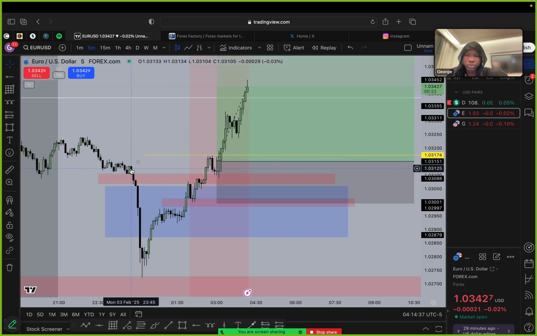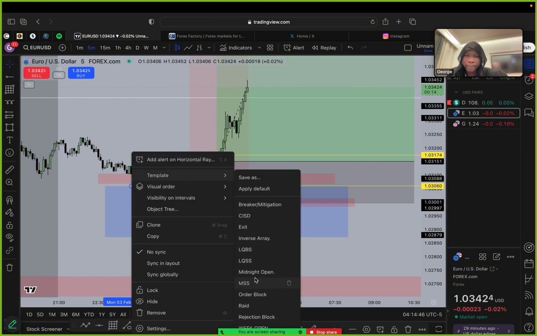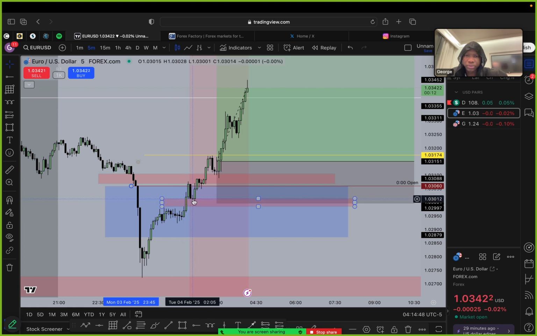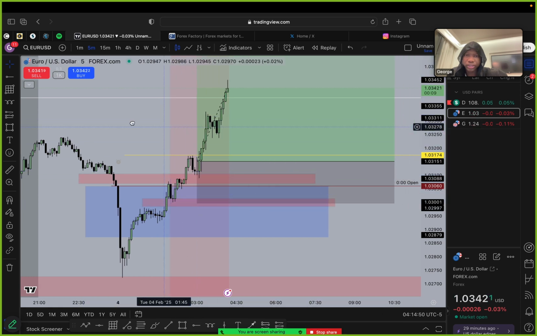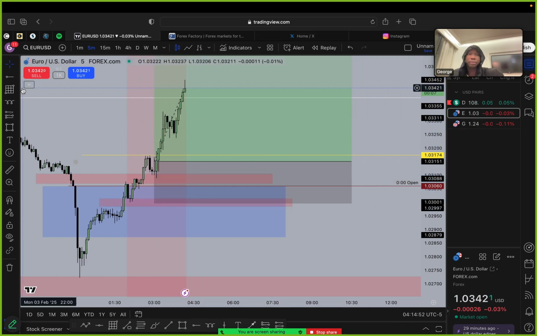Below the midnight open as well. So I don't know if we're below the midnight open, but it doesn't really matter. Yeah, we're below the midnight open right here, and that was the first entry, second entry in here, and we are massively rallying to the upside.